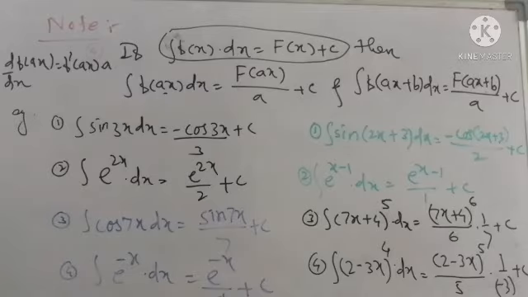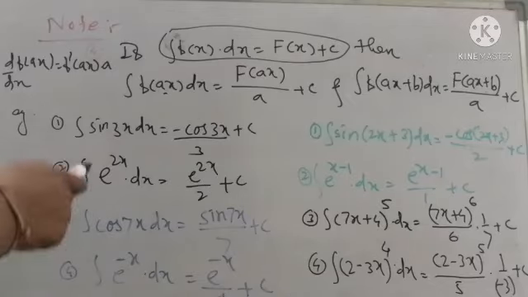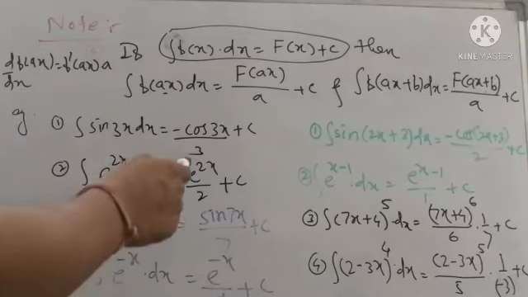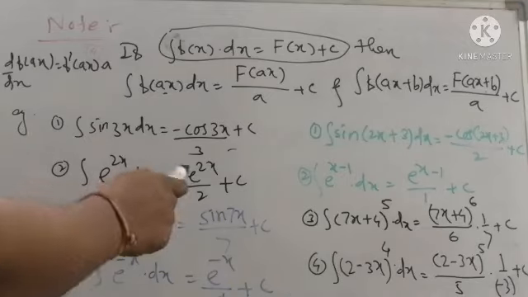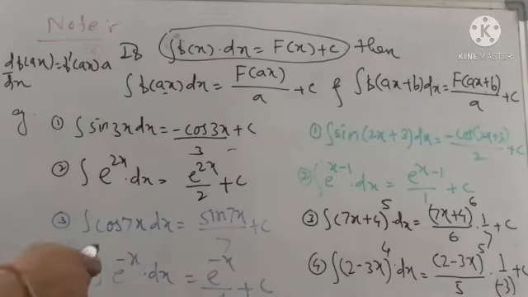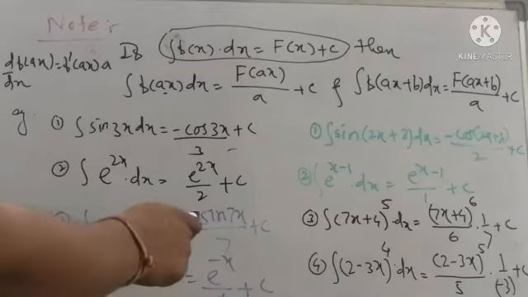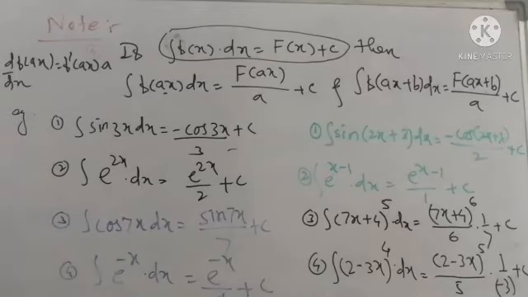In derivative, we take the coefficient of x in a product. In integration, we take the coefficient of x in a division. As integration of sine is minus cos, therefore integration of sine 3x is minus cos 3x upon 3 plus c. Integration of e raised to 2x is e raised to 2x upon 2 plus c. Integration of cos 7x is sine, as integration of the cos function is sine. So integration of cos 7x is sine 7x upon 7 plus c.